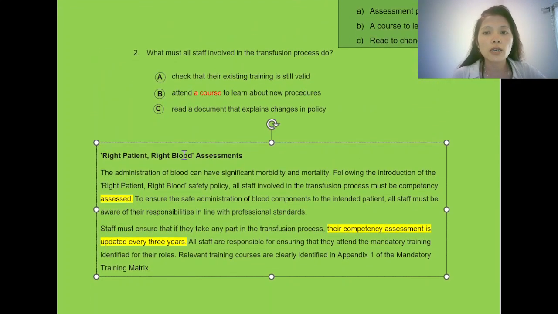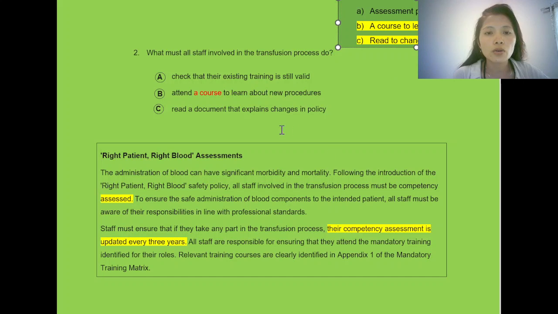So what we have seen is assessment period. What must all staff involved in the transfusion process do is clearly mentioned here again, right? All staff involved in transfusion must be competency assessed. Assess means check, assess period. A course to learn is nowhere we can see, right? So it is a wrong answer. Read to change the rules, nowhere I have seen that answer. So now what we can do is, these two things we didn't find at all in this question. So are you following, right?